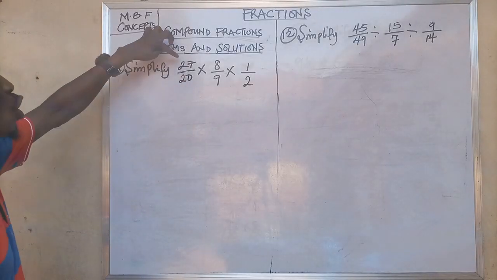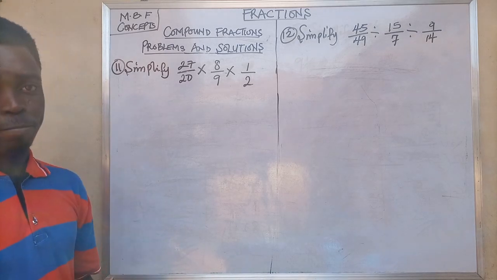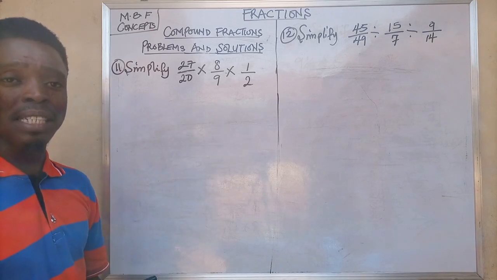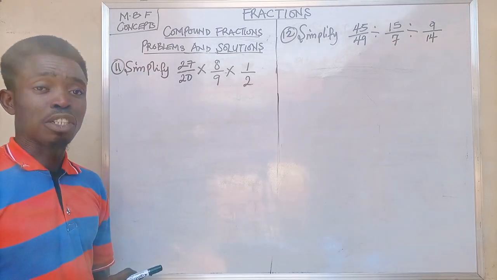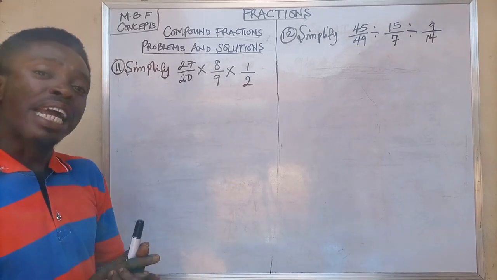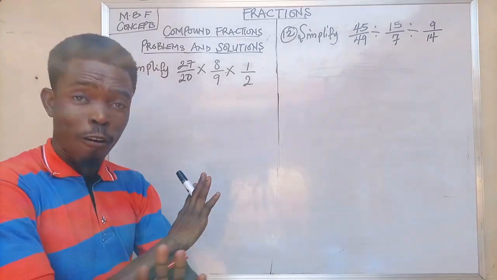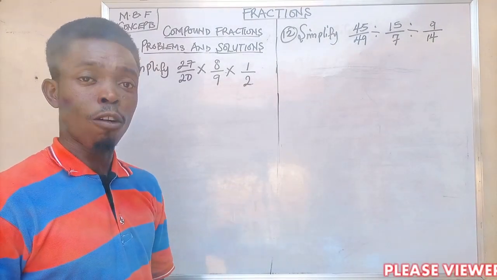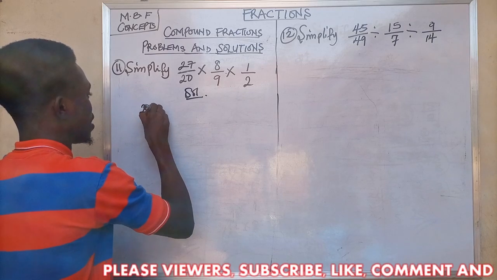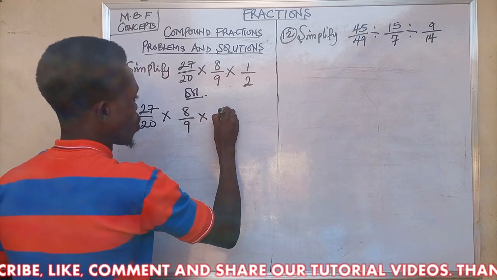We are asked to simplify 27 over 20 times 8 over 9 times 1 over 2. All right, guys, at this point, we know that we have three fractions here and everything is connected. All the fractions here are connected with what? Only the multiplication sign. Then this is also a class of compound fraction, because it does not require the law of BODMAS. So the first thing we do is to put down our solution. Then we have 27 over 20 times 8 over 9 times 1 over 2.